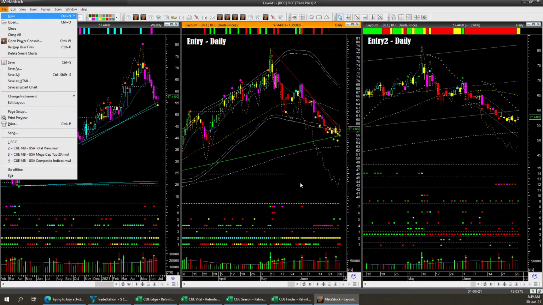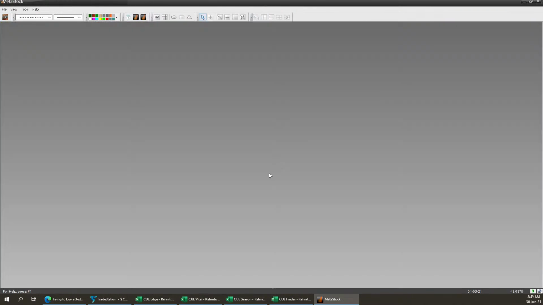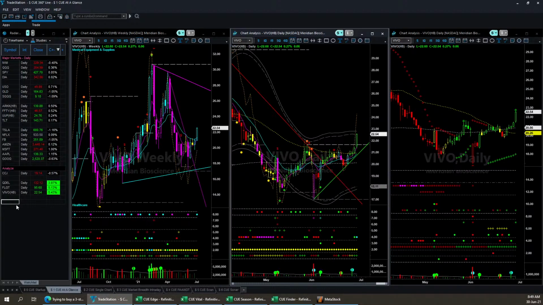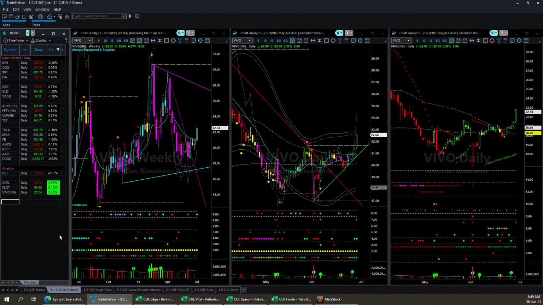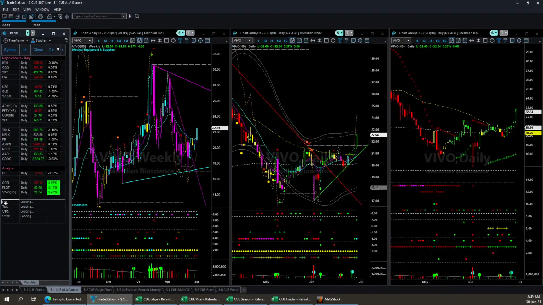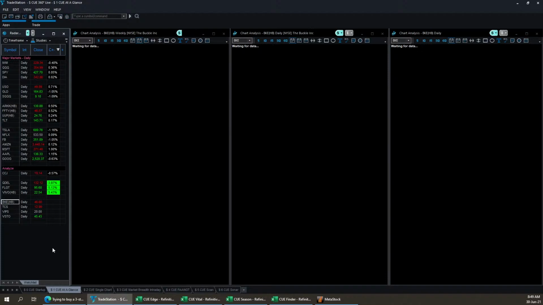So let me close the charts and open them again. And maybe this time I will open them using TradeStation. Get the ticker symbols. Come to TradeStation. Let's look at them one by one. BKE.